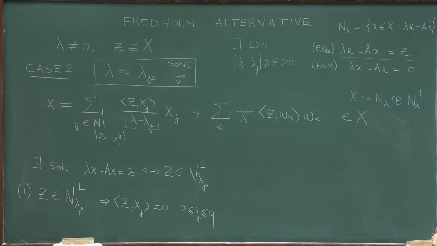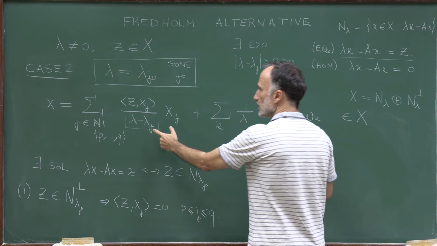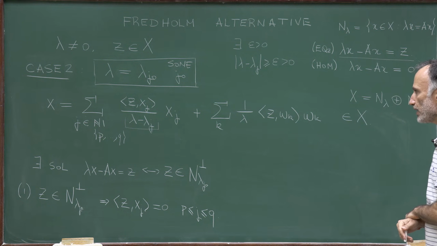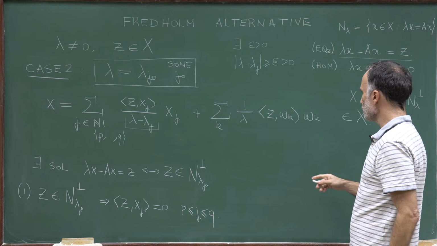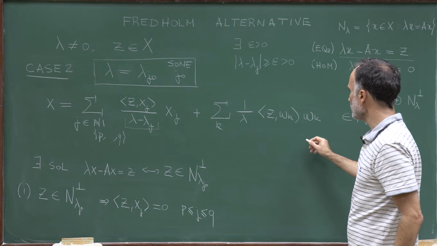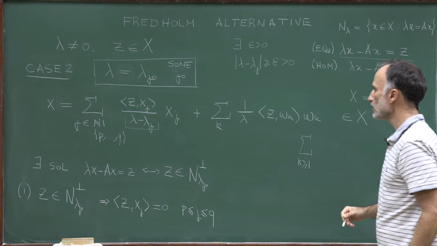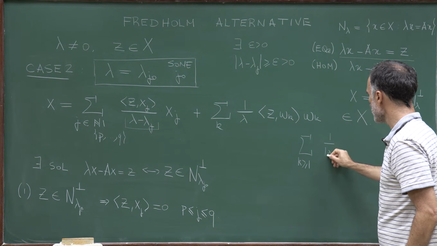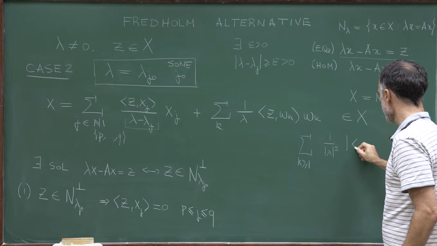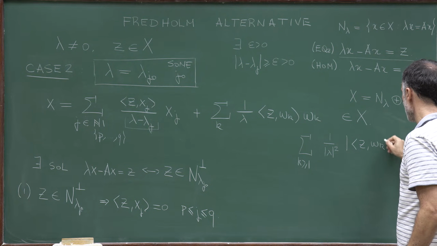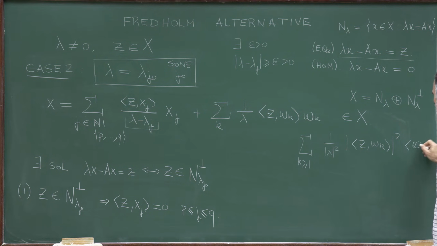So let me show that this sum defines an element of x. Again, to prove that this sum defines an element of x, I need to show two things. First, that the sum for k larger than 1 of 1 over lambda square z wk square is finite, but we have seen that it's indeed true because lambda is different from 0, and this sum is finite because z is an element of x. So this one is okay.